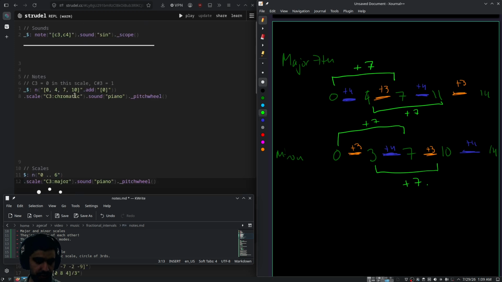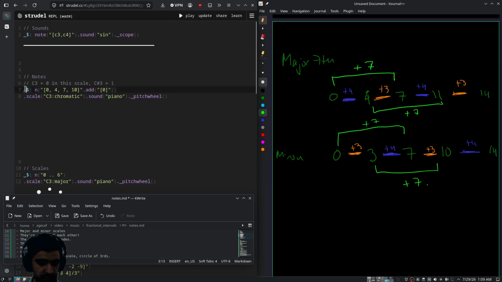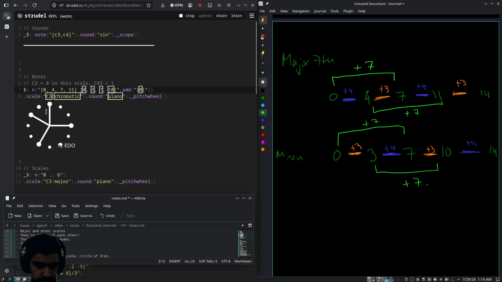So let's stop playing the scales and start playing some chords. So this is the major chord, and this is the minor chord, 0, 3, 7, 10. If we play them back to back, all that changes is this second pair, so the third and the seventh are always the same.